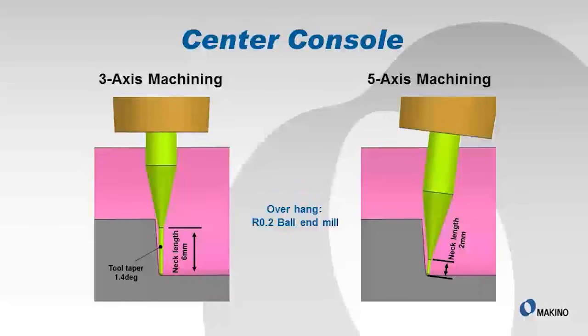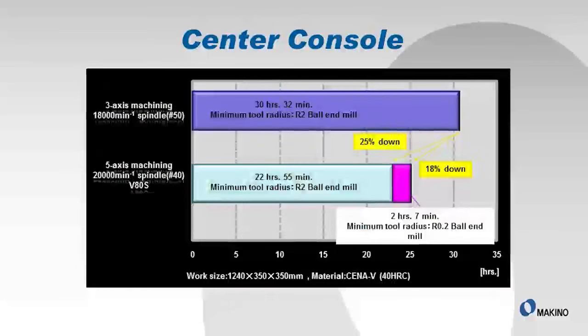What I've done here is taken that center console part and put together a bar chart comparing. The top bar there is 30 hours and 32 minutes. Minimum tool radius is an R2. The bottom bar there is doing it on a V80S with a 5XC approach. And you'll notice we've gone down to 22 hours and 55 minutes with the same R2 ball end mill. So that's about a 25% reduction.